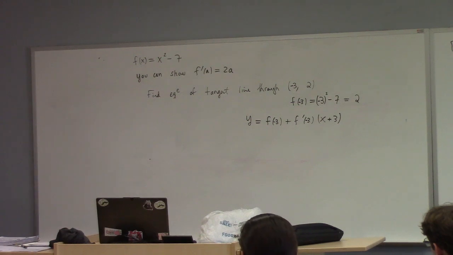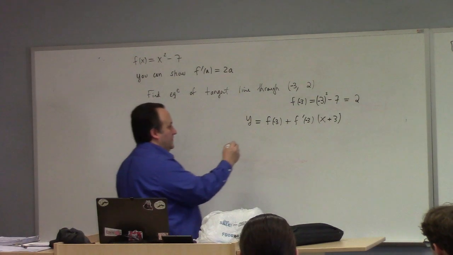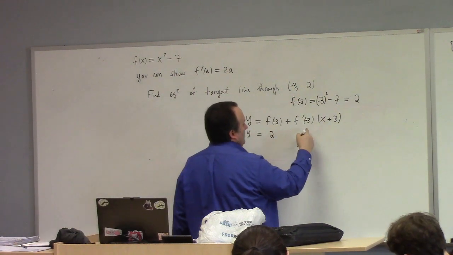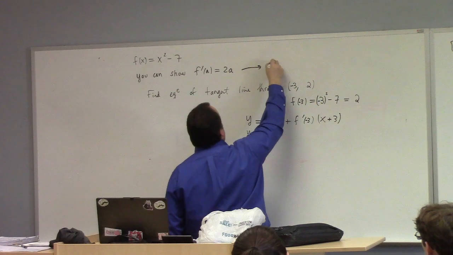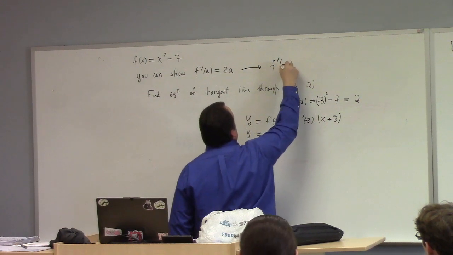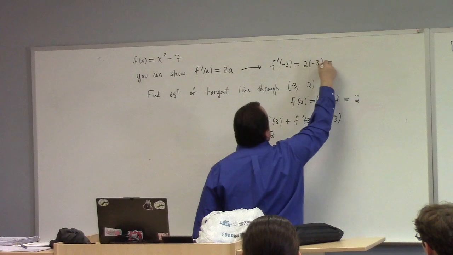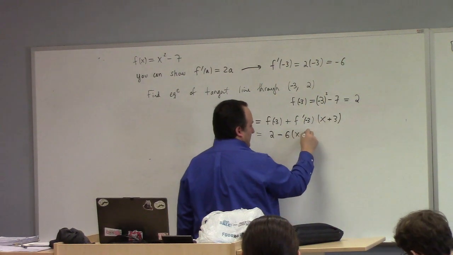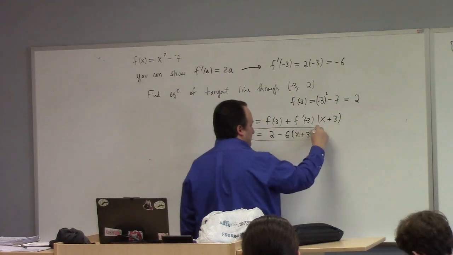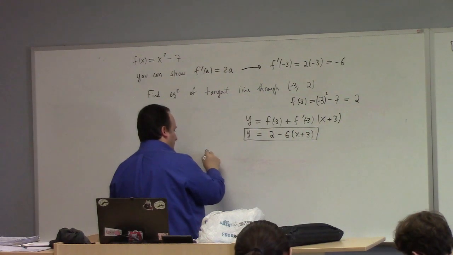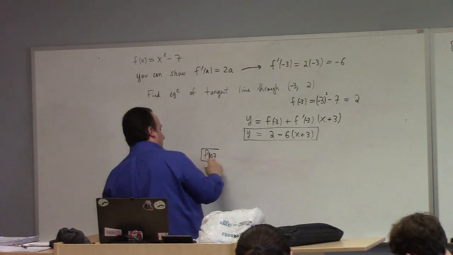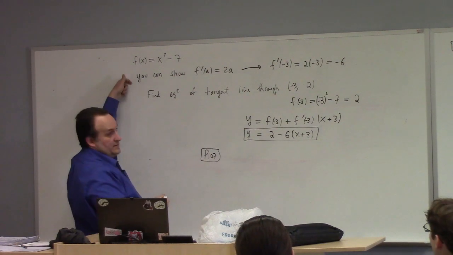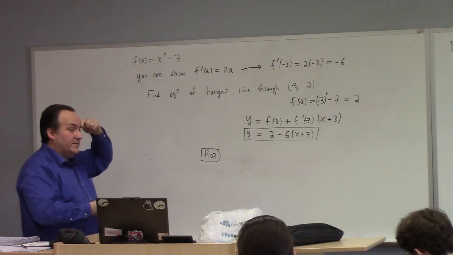So f of minus 3 is 2, right? So we've got y is equal to 2, and then f prime of minus 3 is 2 times minus 3, which is minus 6. So I get y equals 2 minus 6 times x plus 3. That would be the answer to problem 106. And that's only part of the solution, right? You actually do need to work out that derivative for the full credit.